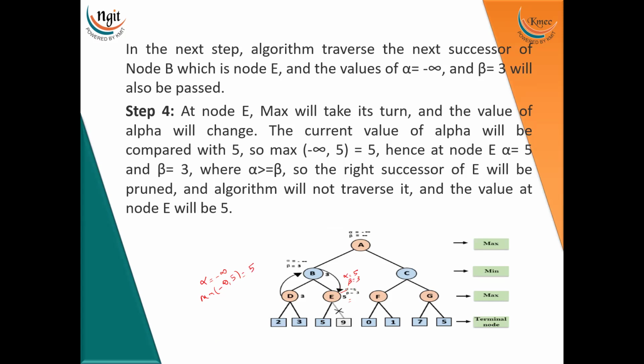Okay. Now we met one condition, that is alpha is greater than or equal to beta. Yes, alpha is greater than or equal to beta. So we need not traverse to the right successor of E. That means we are going to prune the right successor. And now the value at node E will be 5. As we met the condition alpha is greater than or equal to beta, we need not traverse to the right side of the tree and we can prune it. So now the node value of E will become 5. I hope till this point you are clear.